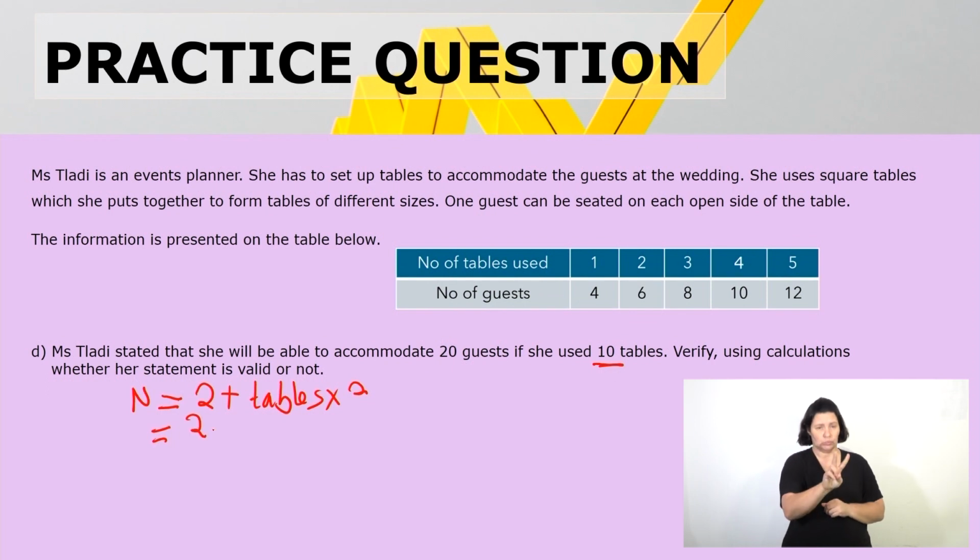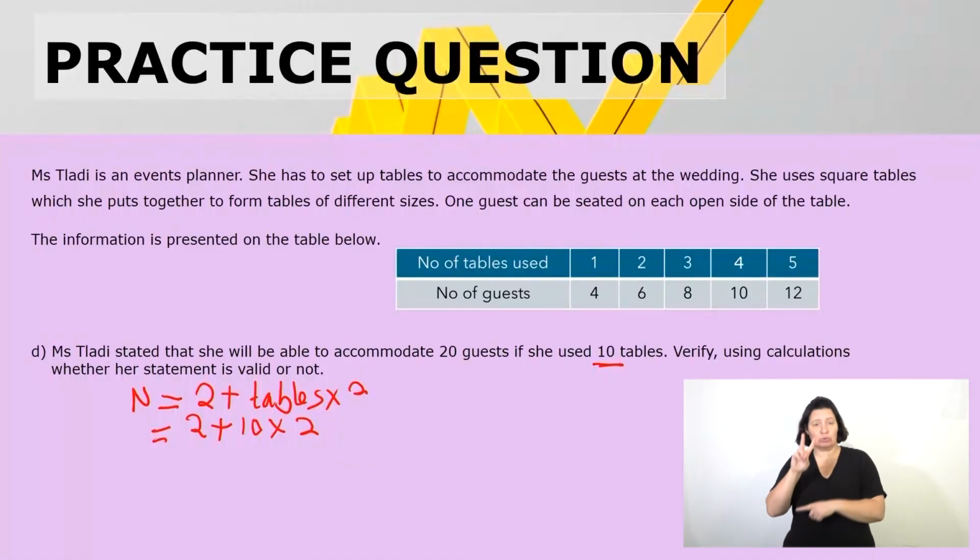Remember our formula? N, which represents the number of guests, will be equal to 2 plus number of tables, multiplied by 2. So let's substitute. We will then say 2 plus, how many tables do we have? We have 10 tables, and then multiply by 2. So 2 plus 10 multiplied by 2. Remember the BODMAS rule, okay? We cannot add before we multiply due to the BODMAS rule. So 10 times 2, which is 20, plus 2. It will give us the total number of 22 guests in 10 tables.